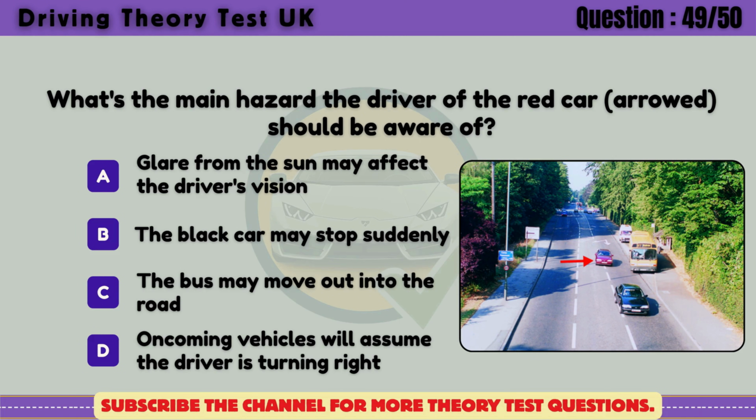Question 49. What's the main hazard the driver of the red car should be aware of? Option A. Glare from the sun may affect the driver's vision. B. The black car may stop suddenly. C. The bus may move out into the road. D. Oncoming vehicles will assume the driver is turning right. Answer is C. The bus may move out into the road.